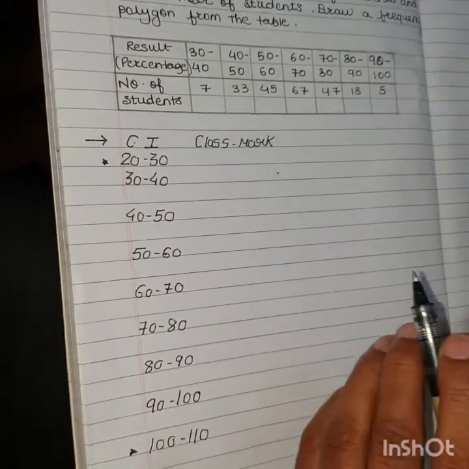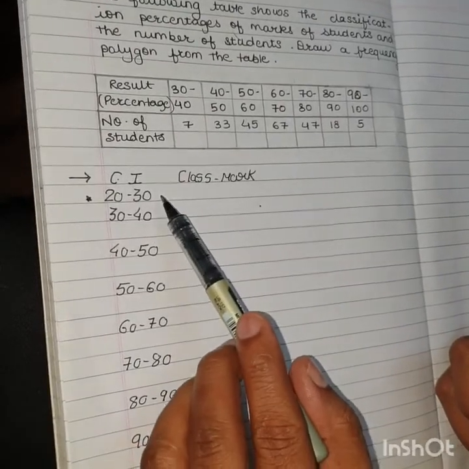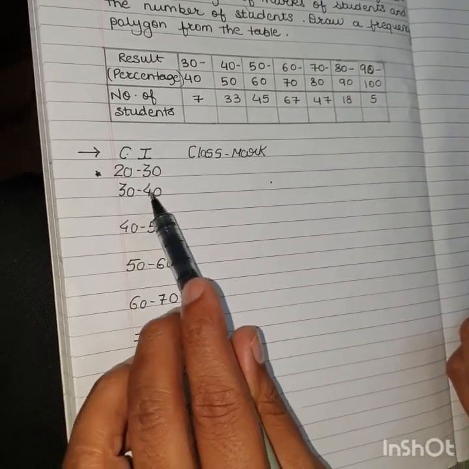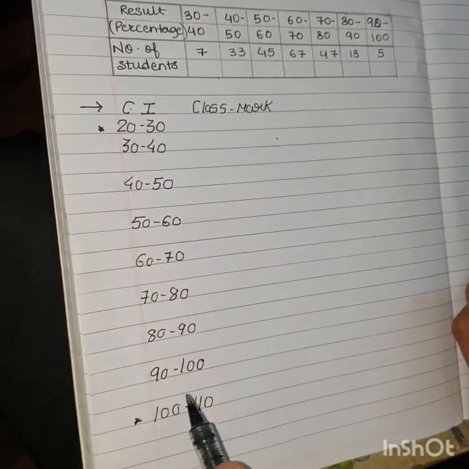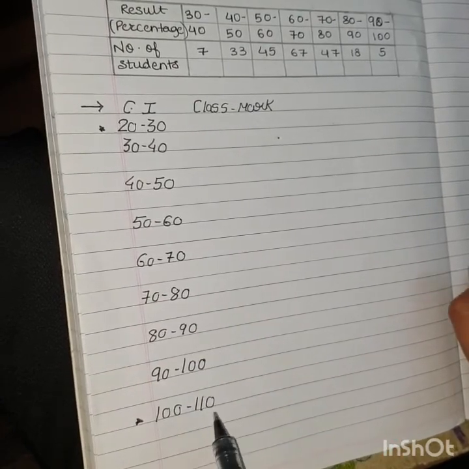Now, while drawing a frequency polygon, we are going to add two more classes, one in the beginning and one at the end. Our first class started from 30 to 40, so the one class before will be 20 to 30. The last class is 90 to 100, so one class afterwards will be 100 to 110.